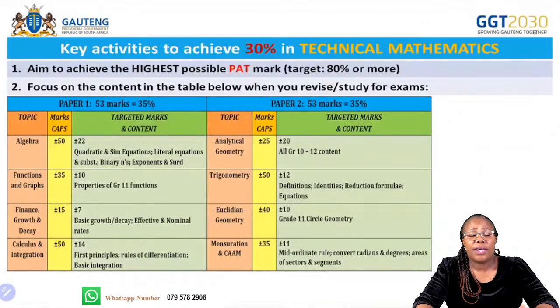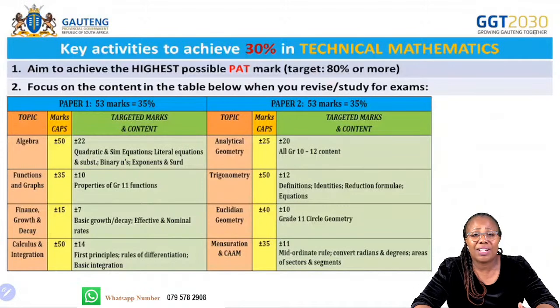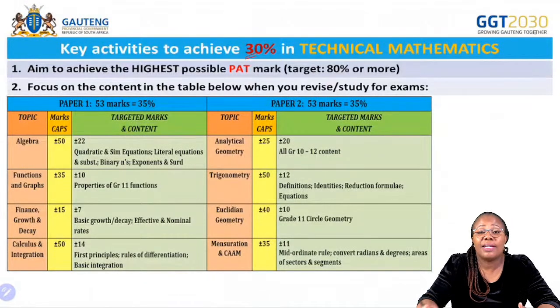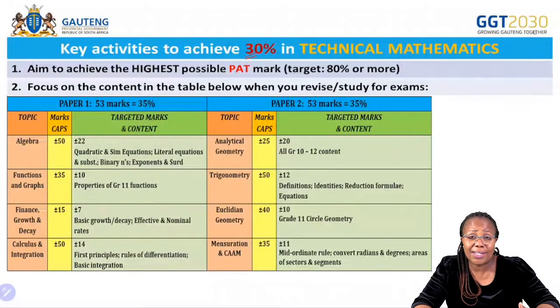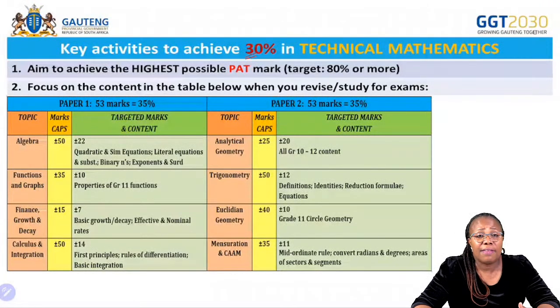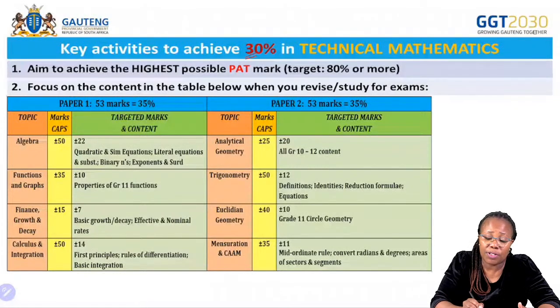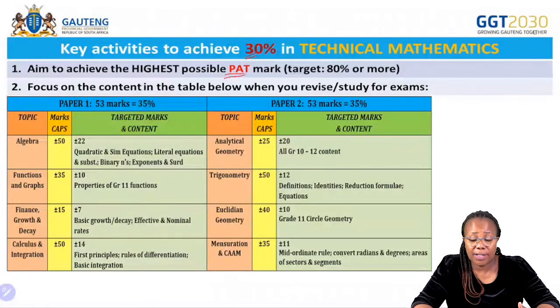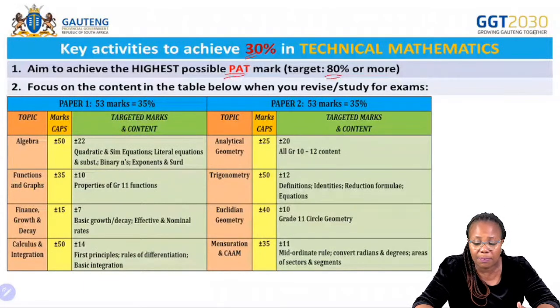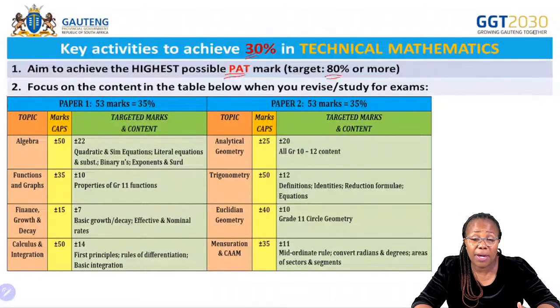All right, and then now we are looking at the key activities now to achieve 30% in technical mathematics, since we know that this is a struggle, grade 12, in order to achieve that 30%. So we are going to now give you the strategy on how can you practice in order to achieve basically the 30%, because our target, we are targeting 100% pass rate, grade 12. The first thing that you must aim to achieve the highest possible PET mark. We know PET is our assistant, of which our target is 80% or more. Ensure that you get that 80% or more, grade 12, on your PET mark.